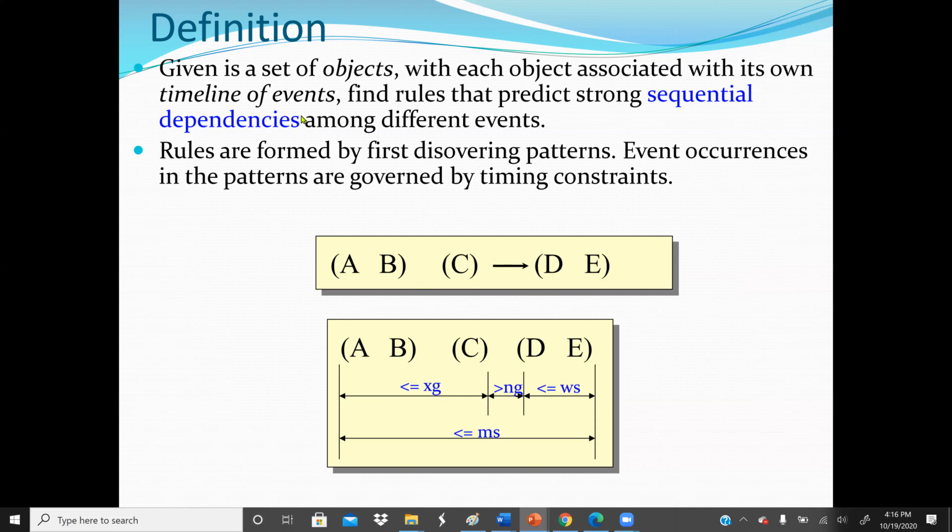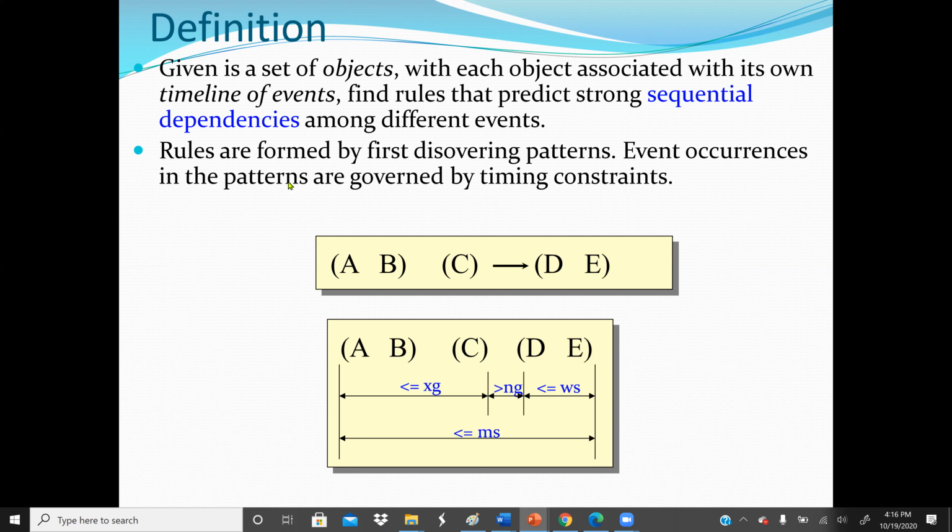So given a set of objects, with each object associated with its own timeline of events, we should find a rule that predicts strong sequential dependency among the different events. So here we say rules are formed by first discovering their patterns. Again, this is a sequential dependency. Sequential means in order how the outcome is. If it's A, next should be B, then C. Then we know we have output of D and E.